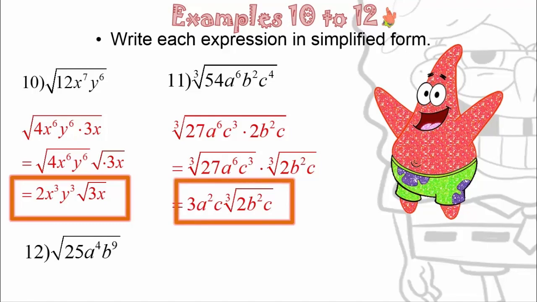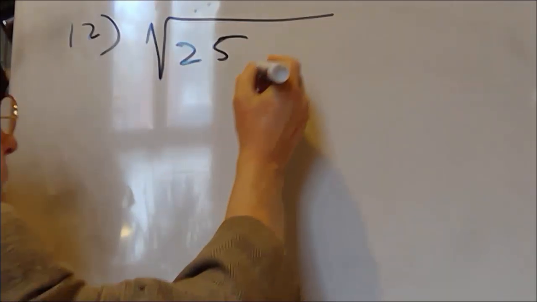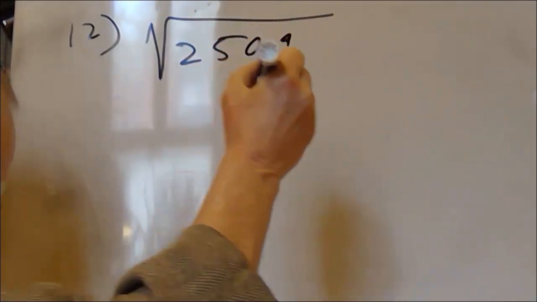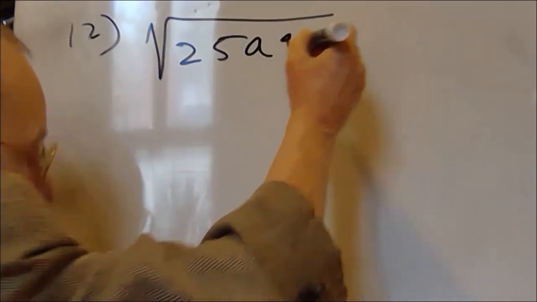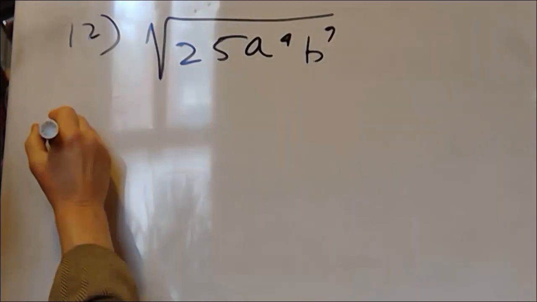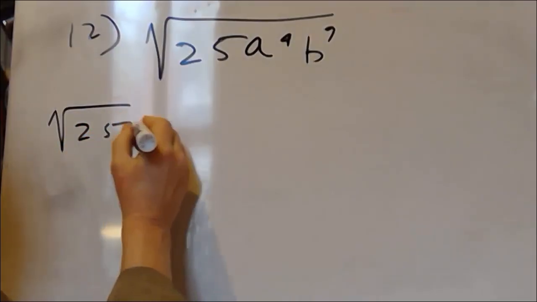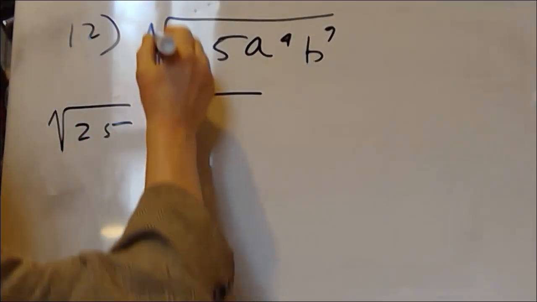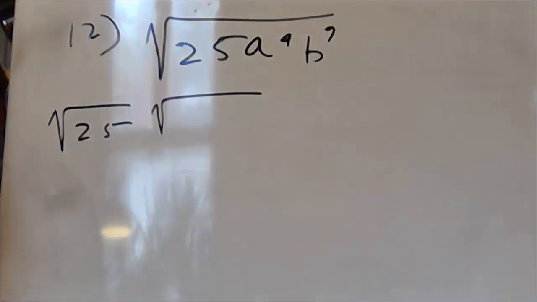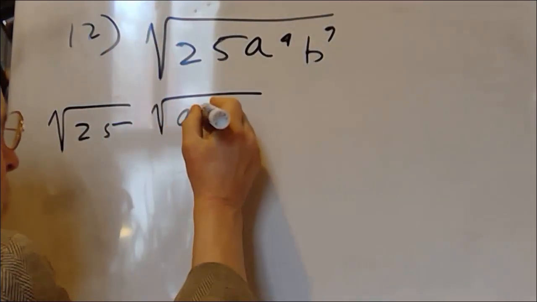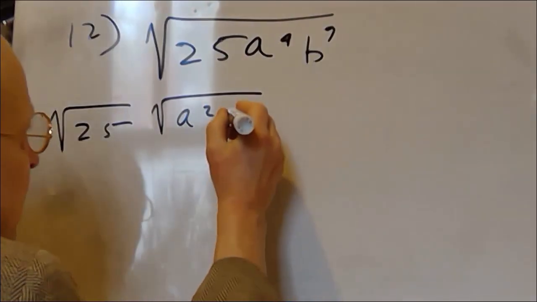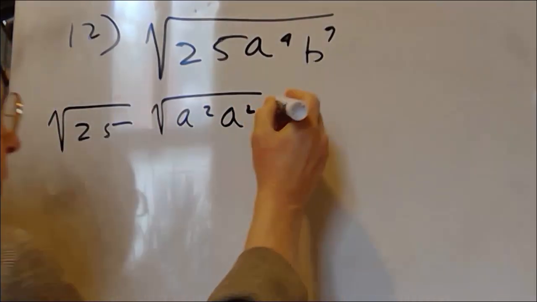In example number 12, we're asked to find the square root of 25a to the 4th b to the 9th. So let us go over to the whiteboard and see how to work this one out. 25a to the 4th, b to the 9th, and we do exactly like what we've done before. 25, break it up into its 2, because if there's nothing here, we assume it's a square root. So we want to see how many squares we can get out of that. There, and then b.